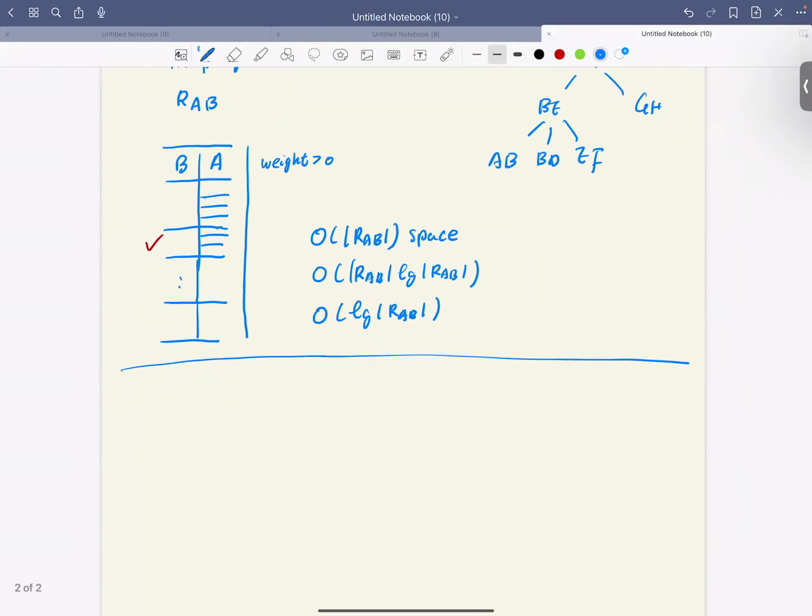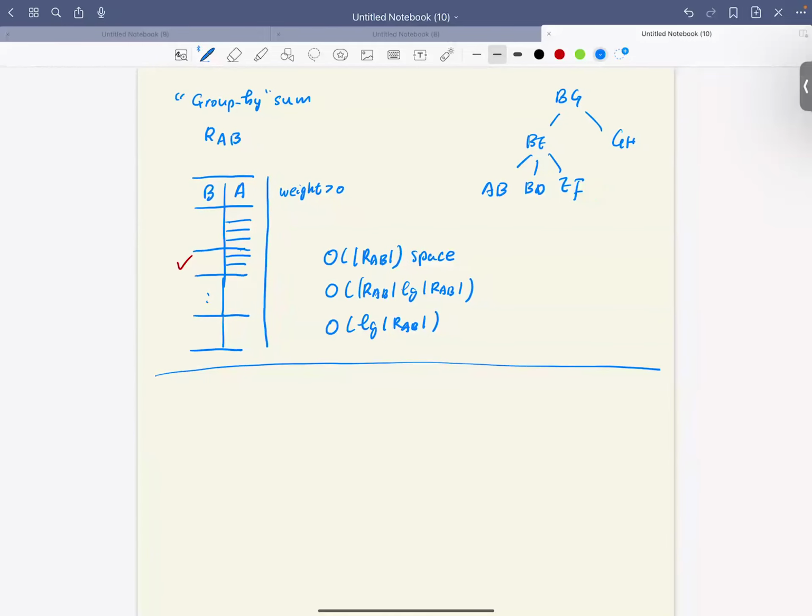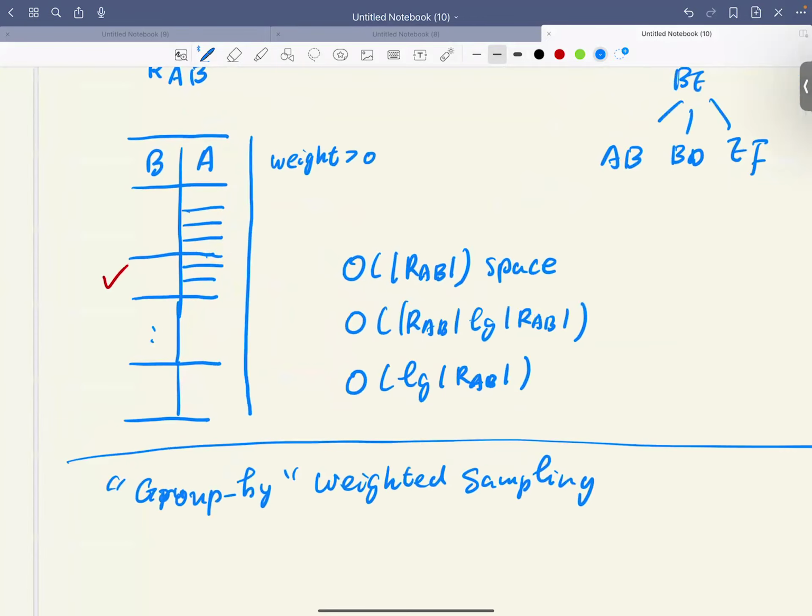Now, another data structure we will need. By the way, this is for counting the result size. And the next data structure we will need is called group by weighted sampling. Weighted sampling. All right, so what does it mean here? Well, it means the following.